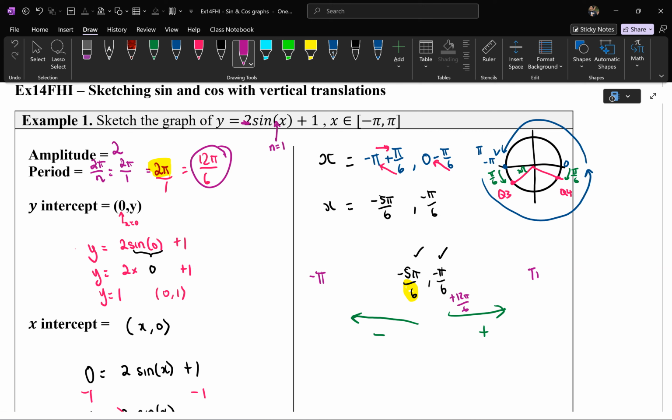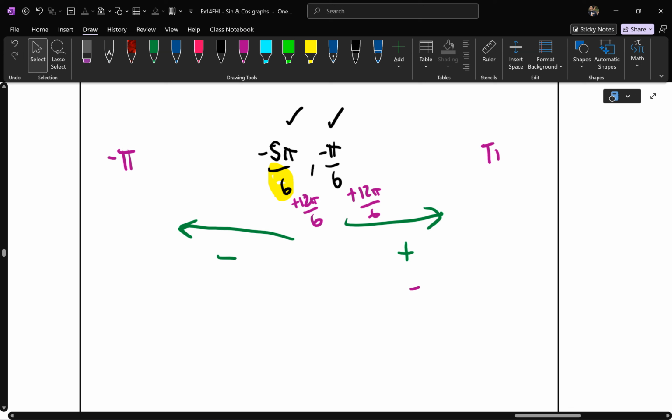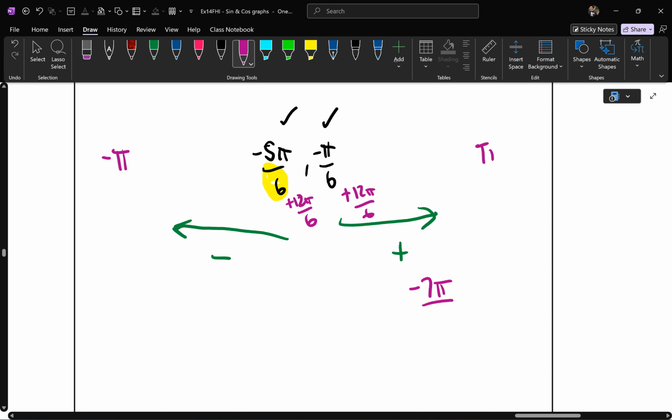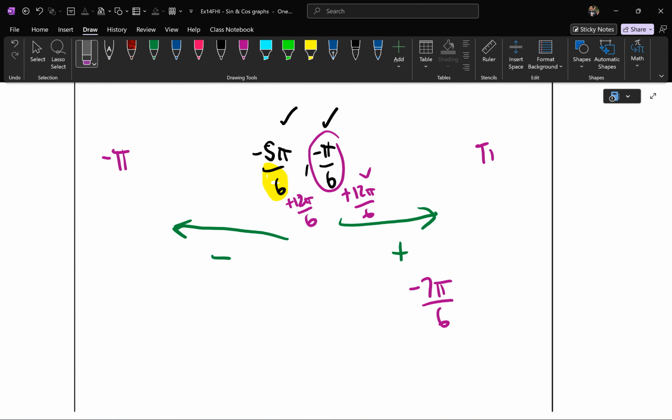So if you add 12 pi on 6 to this one, and you add 12 pi on 6 to this one, it's really just like saying negative pi plus 12, or negative pi plus 12. Negative pi plus 12, what's negative pi plus 12? What does that give you? Negative 7. So I either have negative 7 pi on 6 versus this one plus this one, so negative pi plus 12 gives you negative 11 pi out of 6.